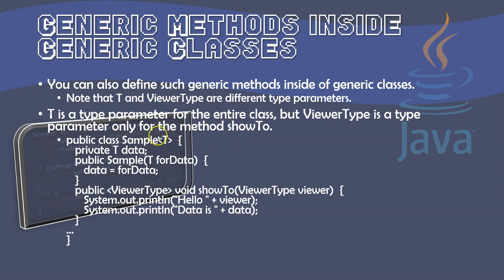And if we look here, T, of course, you see it's right here at the class level. So there's private T data right here, so it is a class type. But then we look at ViewerType, we have show2, which means that this is now a type parameter just for that method.